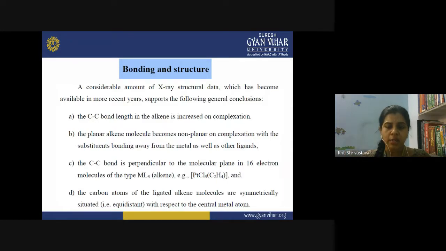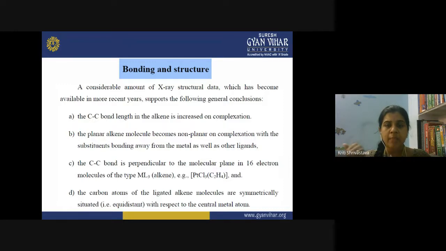Due to the lesser availability of those electrons, the carbon-carbon bond length increases, or you can say the strength of the pi bond in C double bond C is now reduced, because the pi electrons are donated to the metal atom. When the bond strength increases, the bond length decreases, and when the bond strength decreases, the bond length increases. So you can say that there is an overall decrease in the carbon-carbon double bond character when it is forming a complex with the metal atom.